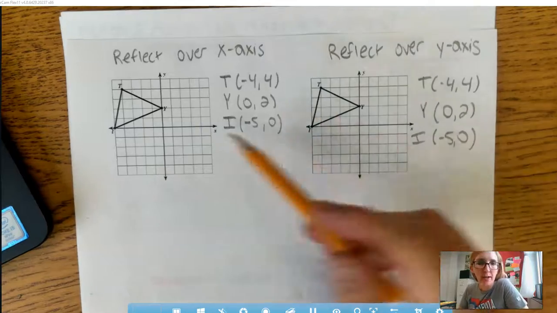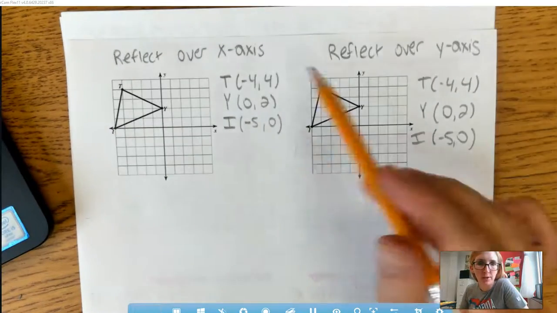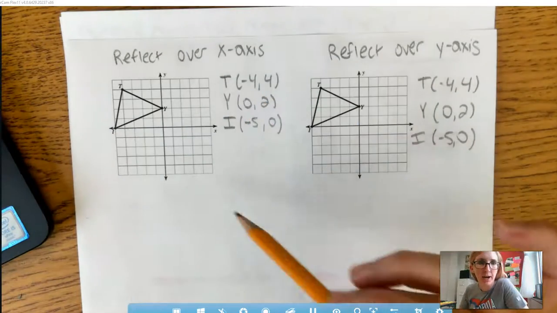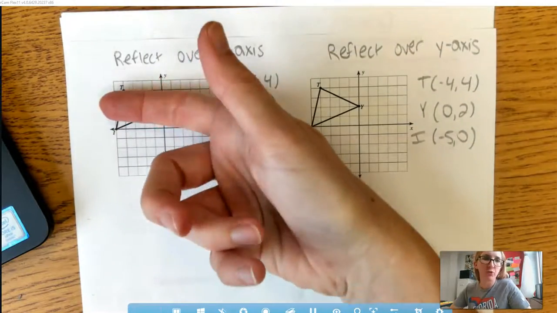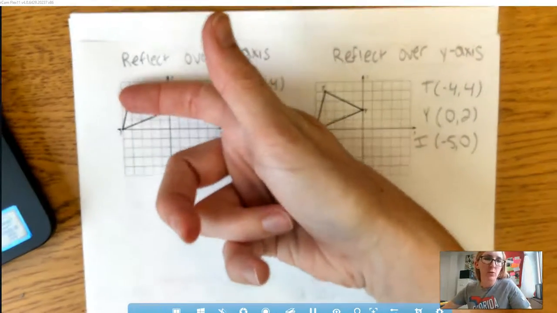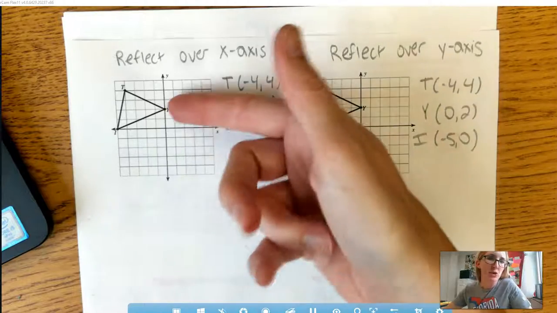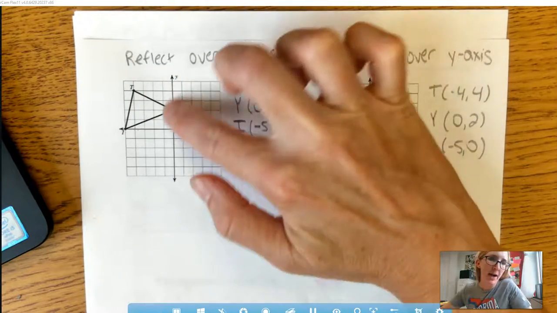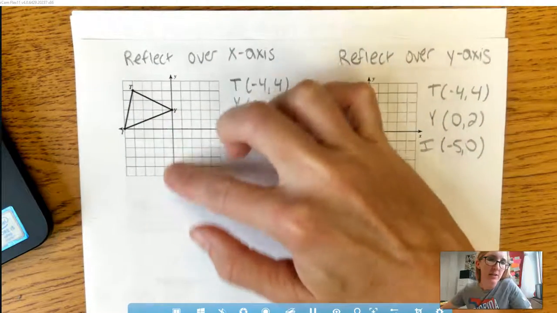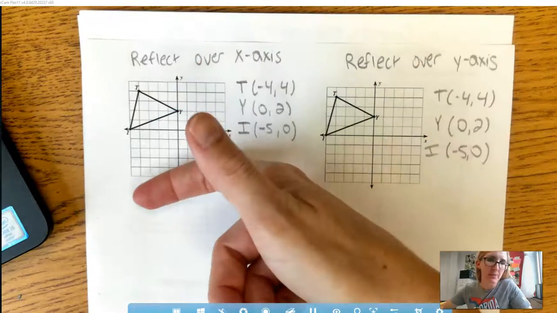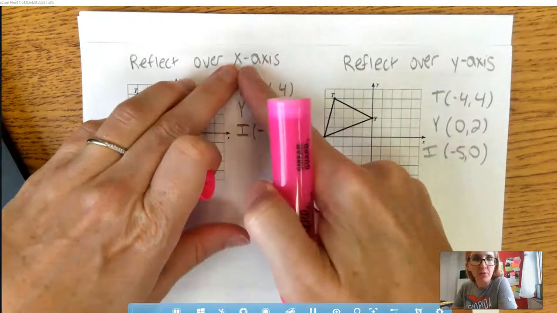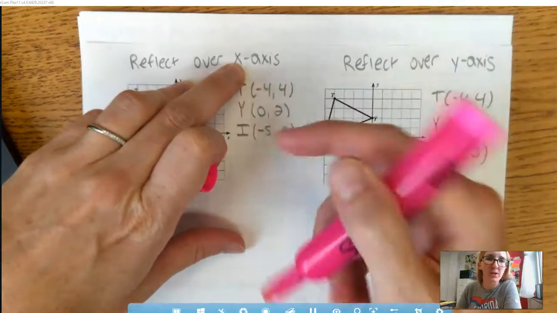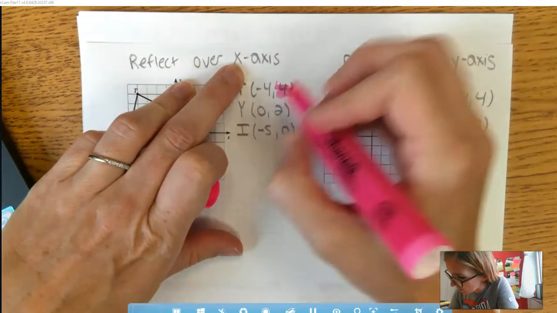You started off with writing down the pre-image points that you see on the coordinate plane, so I went ahead and labeled T, Y, and I. Now when I'm reflecting over the x-axis, it's going to just flip this figure down. So when it flips the figure down, we're changing the y sign, right? Y is positive up here, and it's negative down here. So when I flip it, I change the sign of the y. So just think it's opposite from what you see. If we're reflecting over the x, the y value changes.